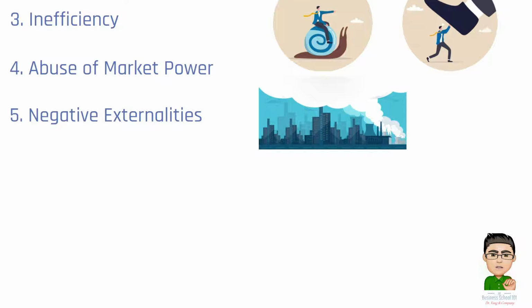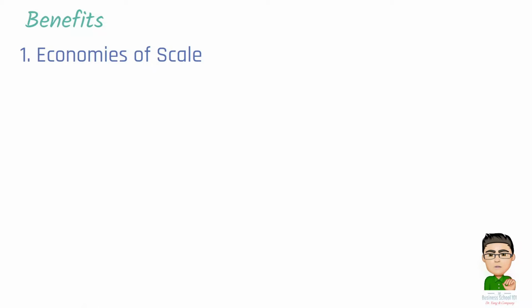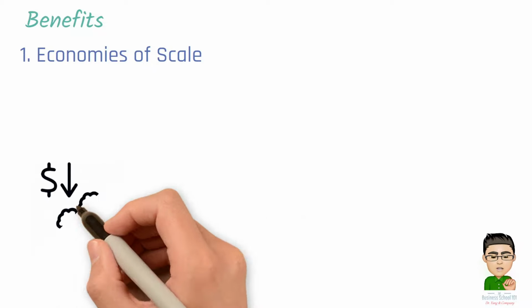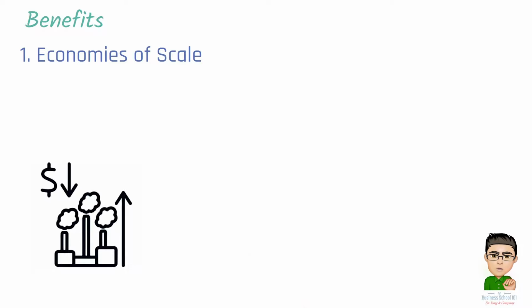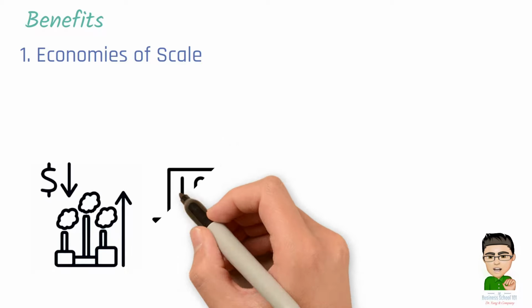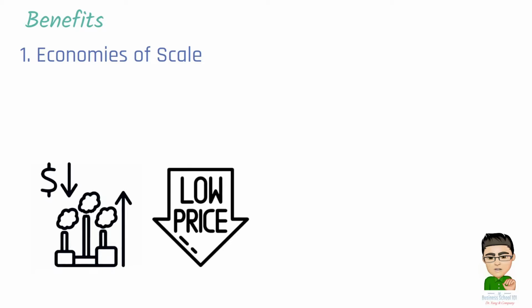While generally we believe monopoly is bad for the market, it does have a few benefits. Number 1. Economies of scale. Monopolies can take advantage of economies of scale, which means that as production increases, the cost per unit of output decreases. This can lead to lower prices for consumers, at least in the short term.